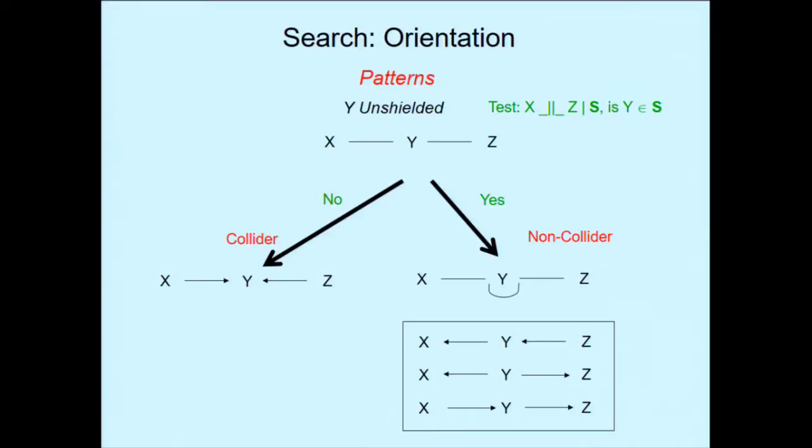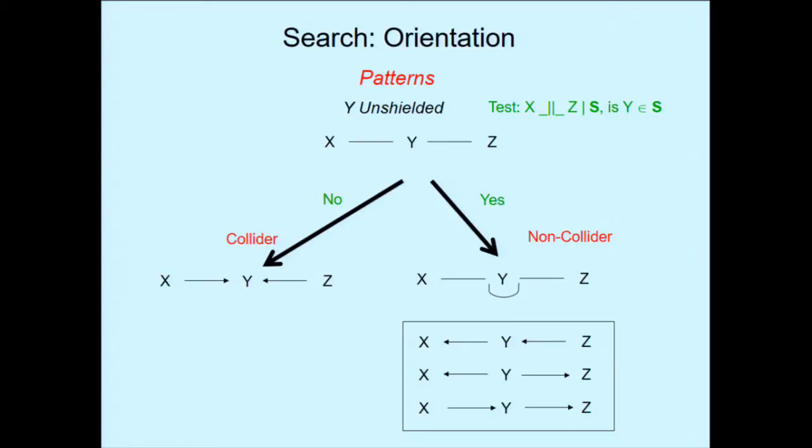And if Y is in the set, then it must be a non-collider. Because if it was a non-collider and we failed to condition on it, it remains dependent because there's a path through the non-collider that we did not deactivate. The non-collider starts as an active thing, and unless we condition on it and deactivate it, it will carry association. So it's got to be a non-collider if it was in the set. So that's the simple test. You just look to see whatever set you found, whether it contains Y. If it did, it's a non-collider. If it didn't, it's a collider. It's as simple as that.